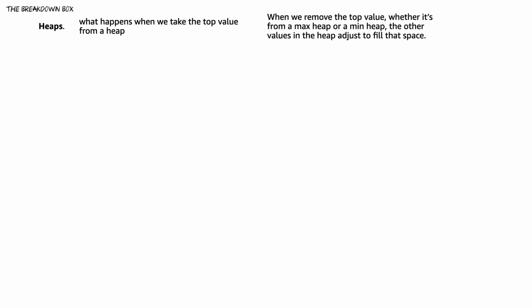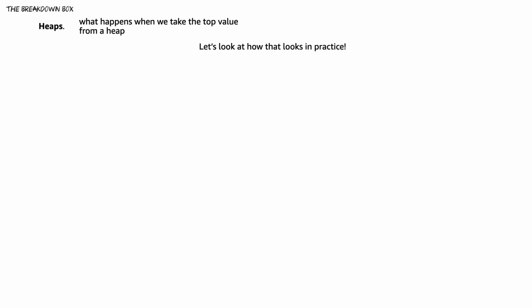Now that we understand heaps, let's see what happens when we take the top value from a heap. When we remove the top value, whether it's from a max heap or a min heap, the other values in the heap adjust to fill that space. This means that the next largest or smallest value rises to the top, creating a new top for the heap. Let's look at it in practice.